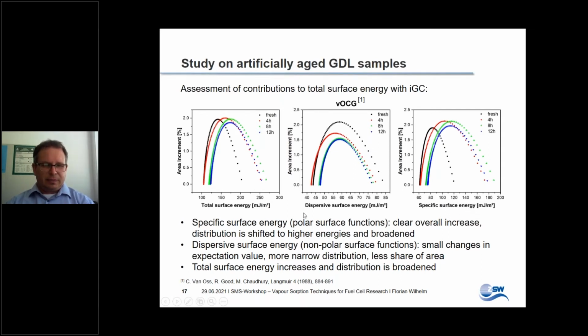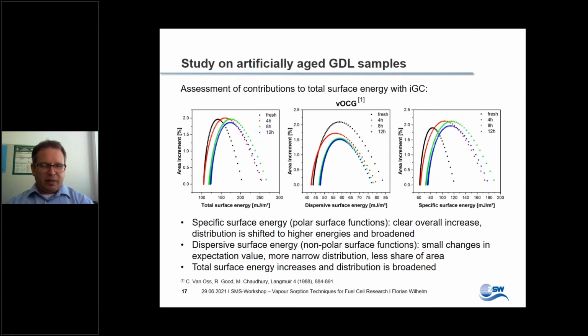This is due to the polar surface functions. And as you can see, going from the fresh sample, which is shown in black, to the 4-hour aged sample in red, the 8-hour aged sample in green, and the 12-hour aged sample in blue, we have a clear trend. There's an overall increase of the mean value of the specific surface energy, and the distribution is shifted to higher energies and broadened. So that's a really clear trend for the polar surface functions. We see that this artificial aging method increases the fraction of polar surface functions, and with this the corresponding surface energy rises.